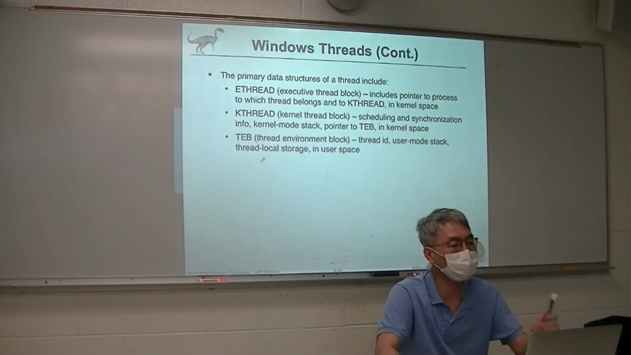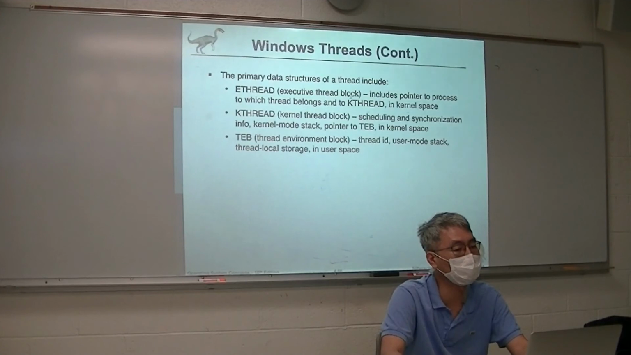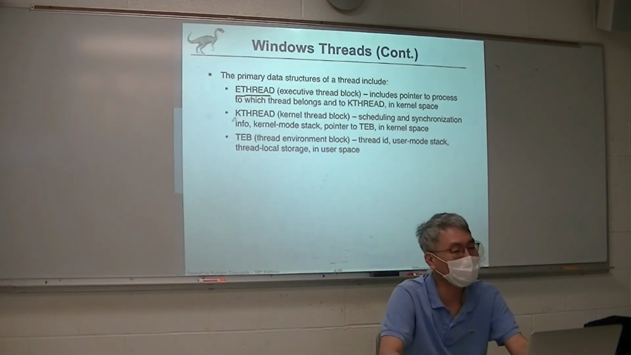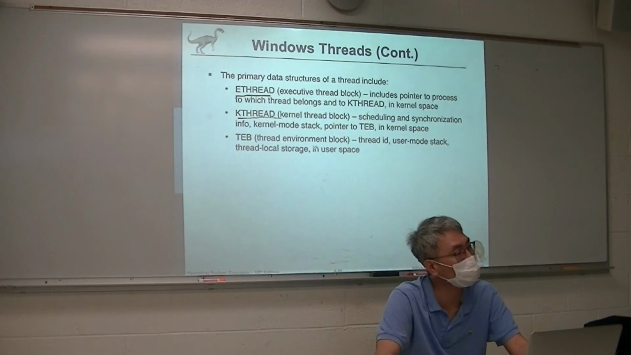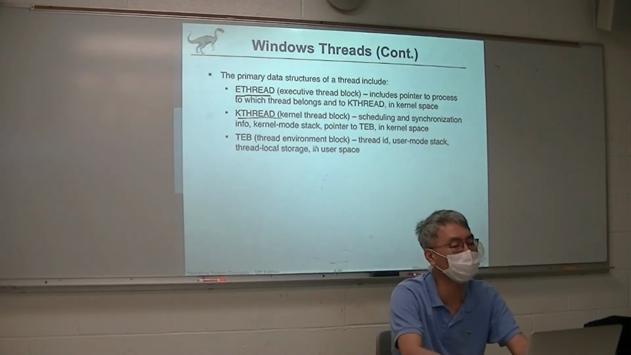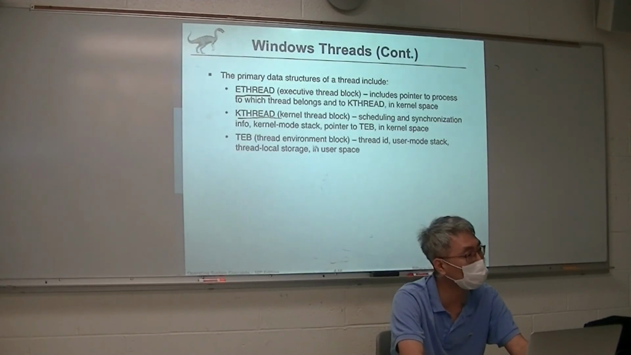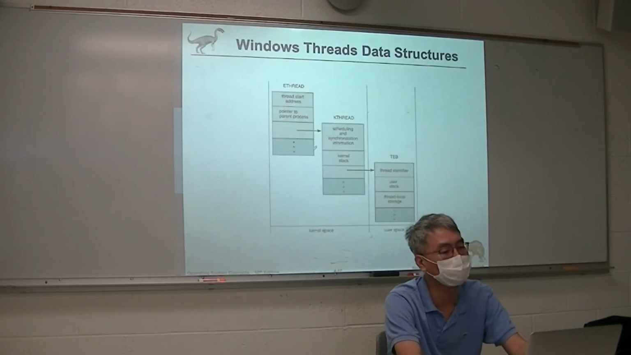So Windows has the E thread, which means user thread. K thread is a kernel thread. So Windows supports the user thread and the kernel thread. They are using the many-to-many and the hybrid one also.